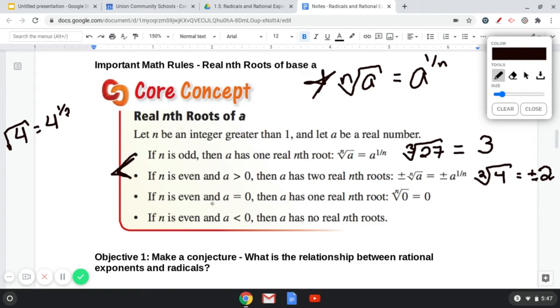Now this guy, if n is even and a equals 0, then a has 1 real nth root, which is 0. So this means that the square root of 0 is equal to 0. The cube root of 0 is 0. The fourth root of 0 is 0. And this makes sense if you think about it, because 0 squared is still 0. 0 to the third power is still 0.